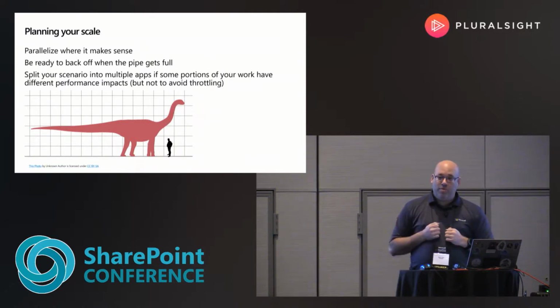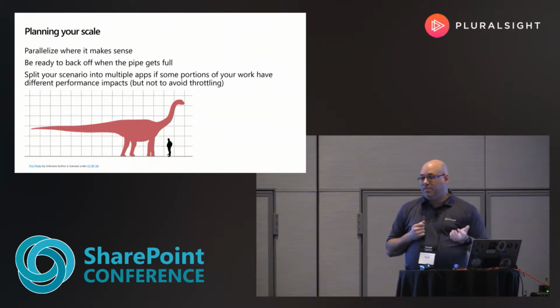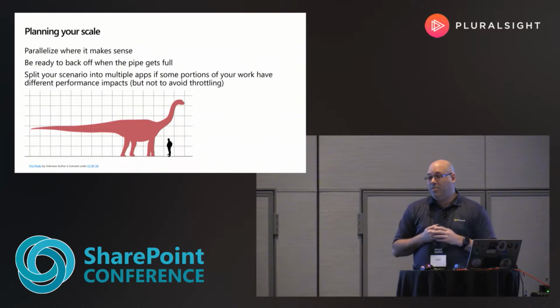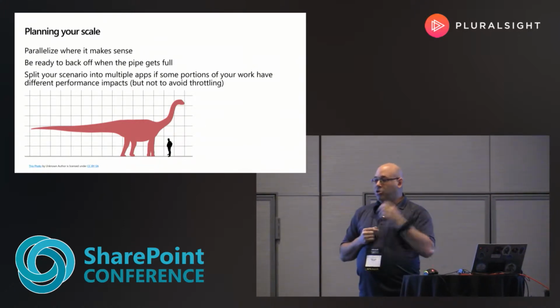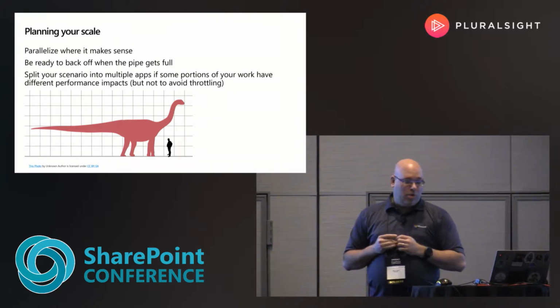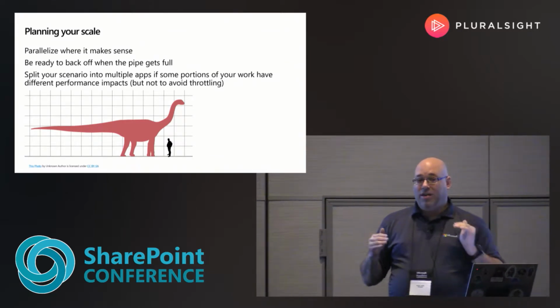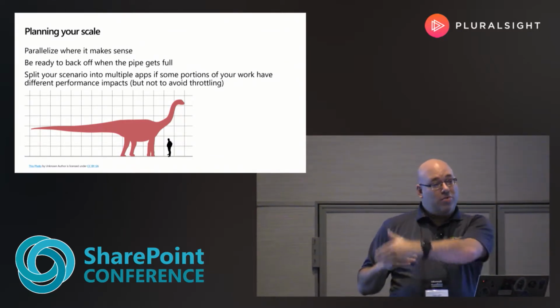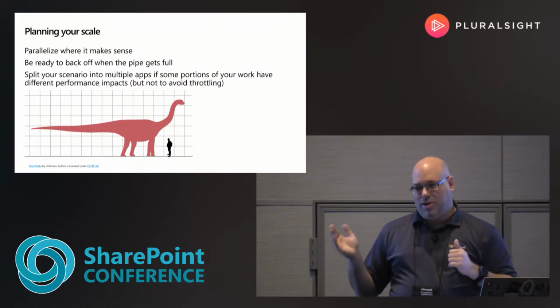Be ready to back off when the pipe gets full. So as I mentioned, 429s and 503s are the response. They're a fact of life. They are going to tell you in a retry after header how long you need to go away for before you can start making more requests. And in large-scale applications, it's important to note that's not just back off the current request you're making, but you need to back off all requests that your app is making.